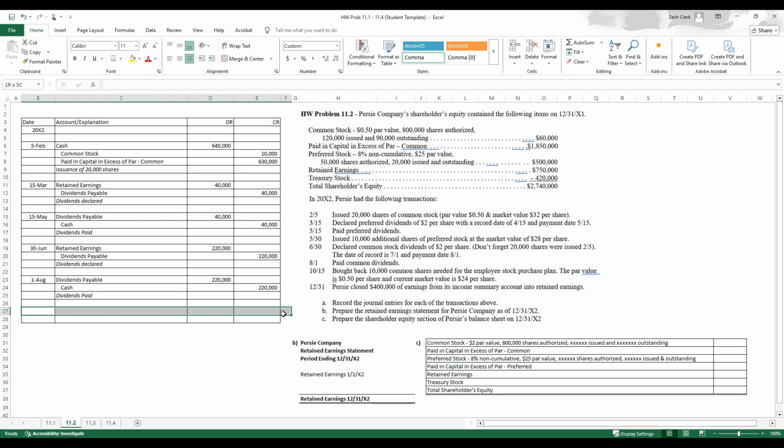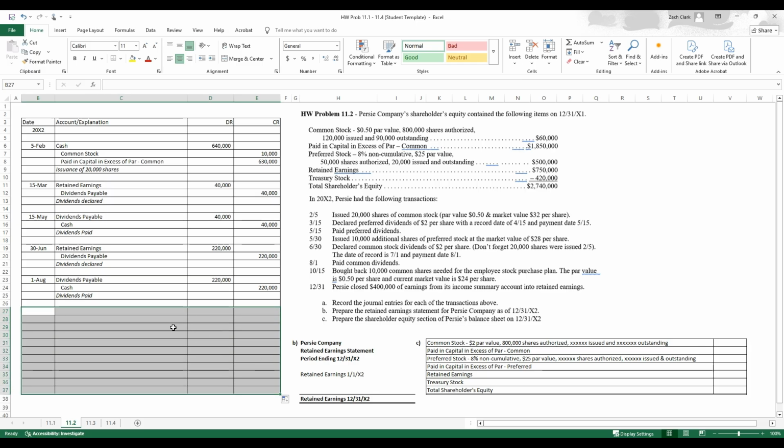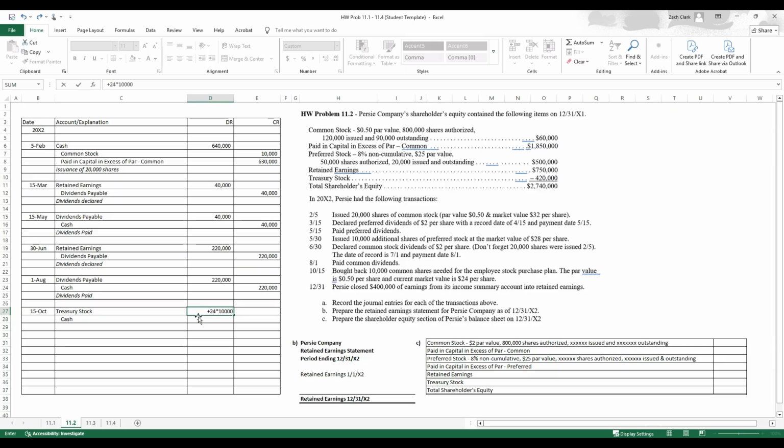Now on 10/15, I'm going to make a few more spots here. I'll keep these in for you, so you shouldn't have to make more lines, but I'm going to need them. On the 15th of October, we bought back some shares. Remember, when we're doing share buybacks, we're going to have treasury stock, and that's 10,000 common shares needed for the employee stock purchase plan. The par value is 50 cents per share and the market value is 24. Remember, we don't care about the par value for treasury stock transactions. We just record them.